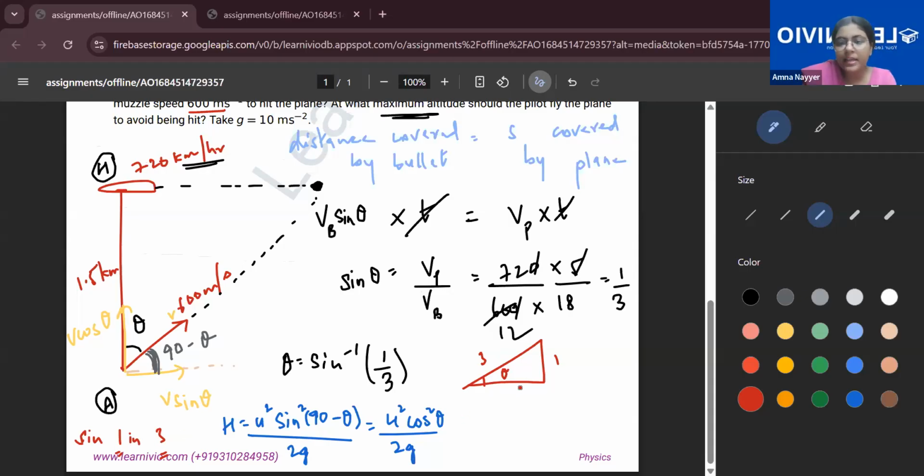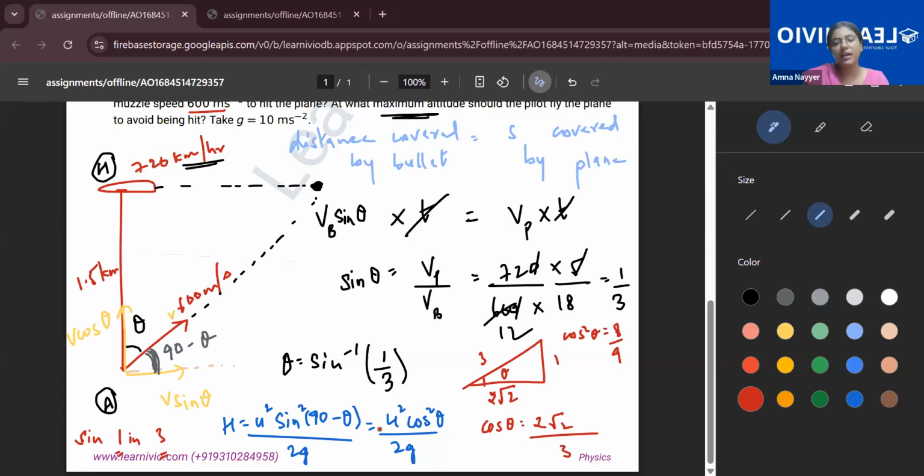So this is sine 1 and 3. From here we can get cos theta. If you have 1, you have 3, this will be simply 2 root 2. So cos theta becomes 2 root 2 by 3. So cos square theta becomes 4 into 2, 8 by 9. So your cos square theta will become 8 by 9.